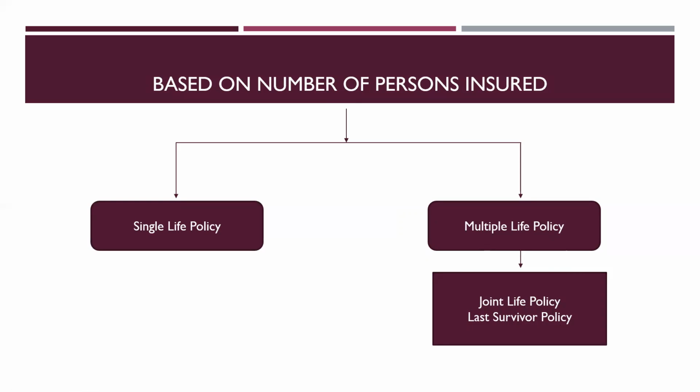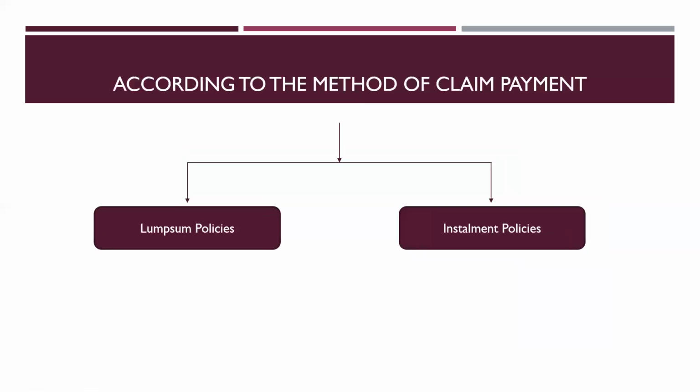In case of last survivor policy, the amount will be handed over to the nominee after both of the insured have passed away. Only after the last of the persons who is insured dies, the amount will be paid. As long as one of them is alive, no payment is made. That is last survivor policy.